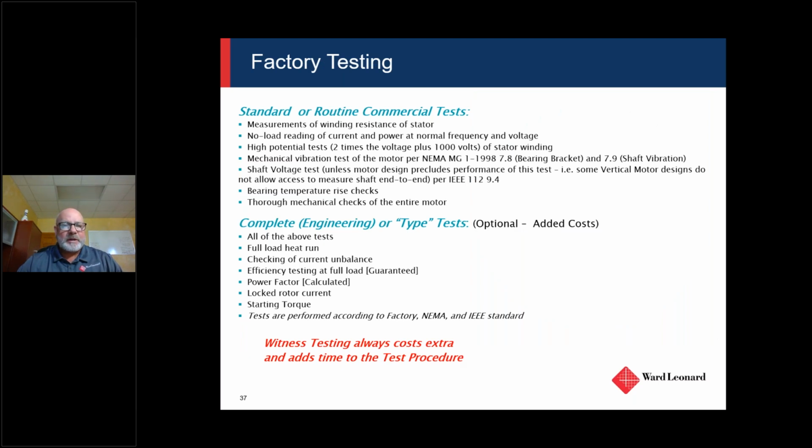Right? Just some stuff on factory testing. If you buy a new motor, you can request standard or complete engineering tests. That's all available to you. We can help you understand what those options are. We can also do all of these services at all of our service centers. So in Houston and in Houma, we can do all this factory testing for you as well. So yeah, just understand that's all available.